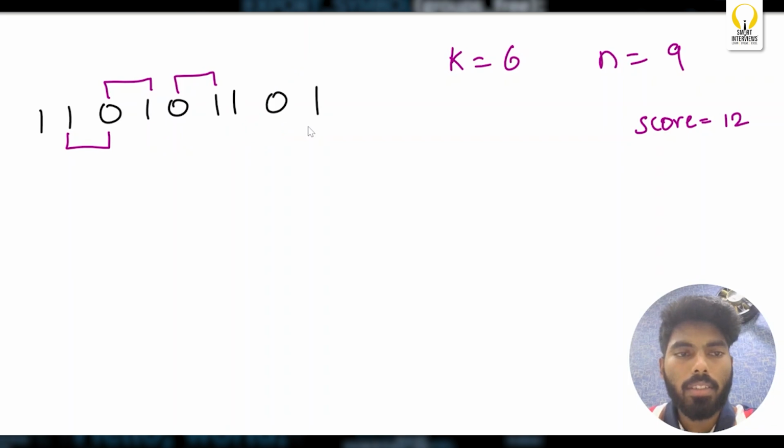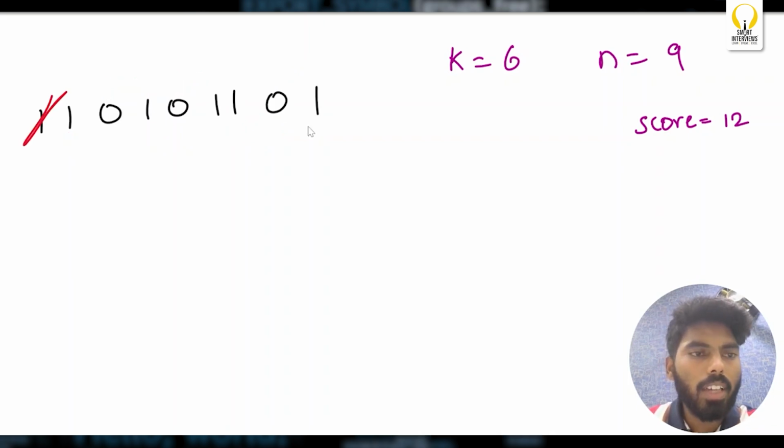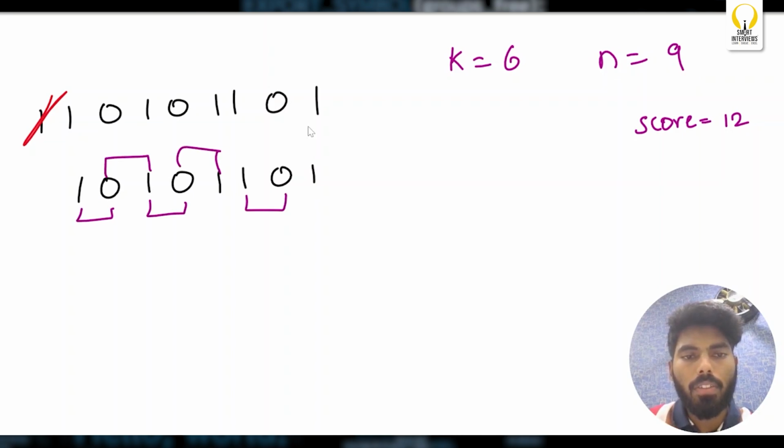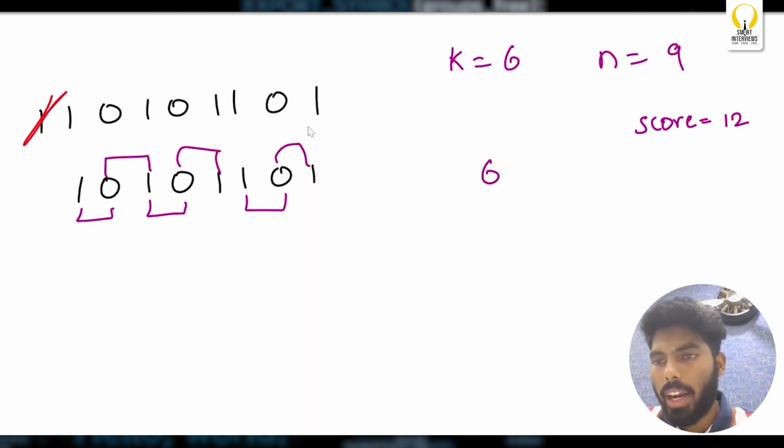What are those two characters? So I can delete this character. If I delete this character, what is the resultant string that I get? Something like this, right? Now what is the k-score for this? 1, 2, 3, 4, 5, 6. See, it did not change. Hence you will add plus 6 to your score, right?